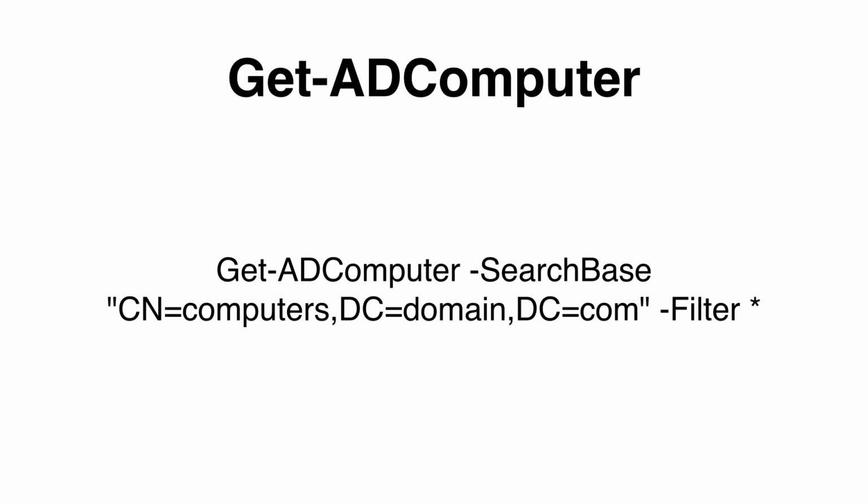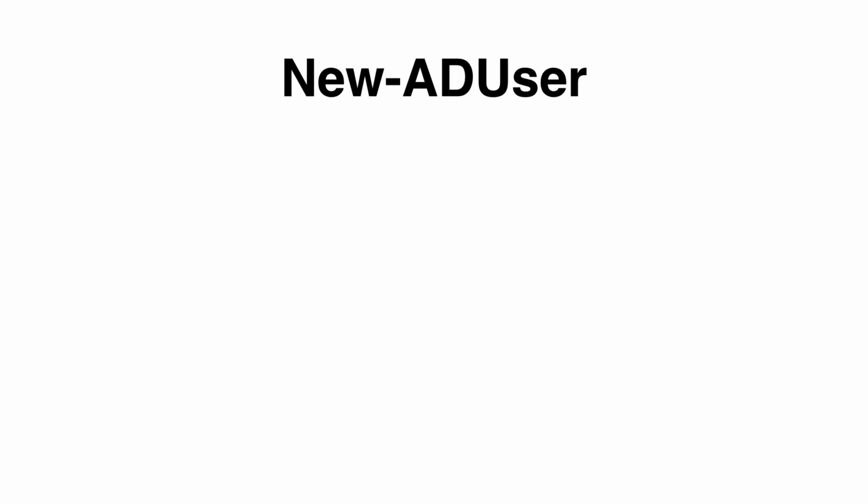If we want to get the computer object, we can simply do so by using the Get-ADComputer commandlet. It also has the same filter options as the Get-ADUser commandlet. So you'd specify Get-ADComputer and then the search base of the organizational unit or whatever we want to search in.